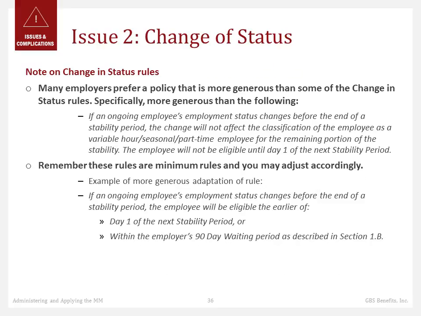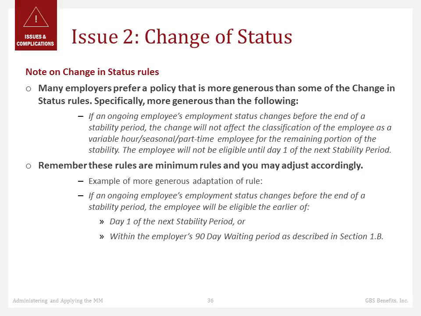Okay, this slide is what I was talking about on the prior slide, meaning there are lots of you who prefer a policy that is more generous than some of the change in status rules, specifically more generous than the following for the standard on the prior slide. If an ongoing employee's employment status changes before the end of a stability period, the change will not affect the classification, meaning if they go from part-time, variable, or seasonal to full-time and you want to get them on sooner than these rules here, you can certainly do that.